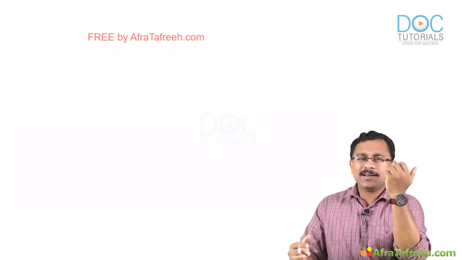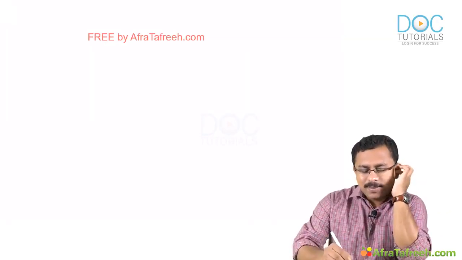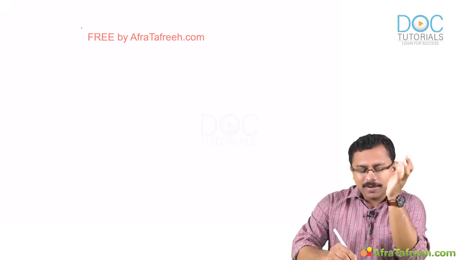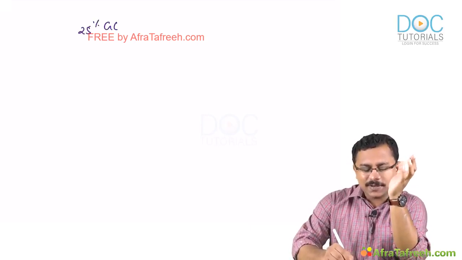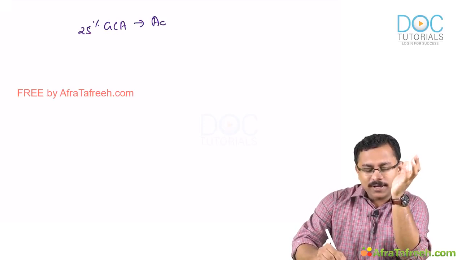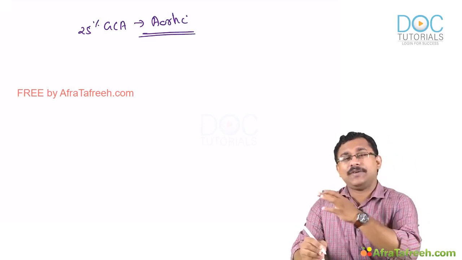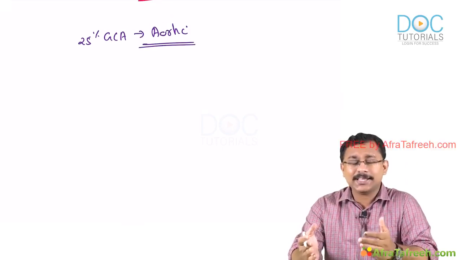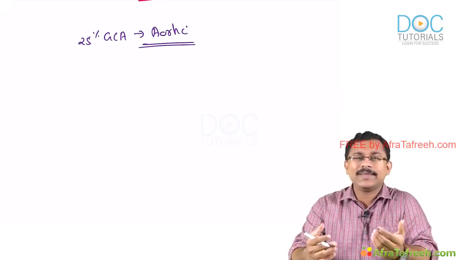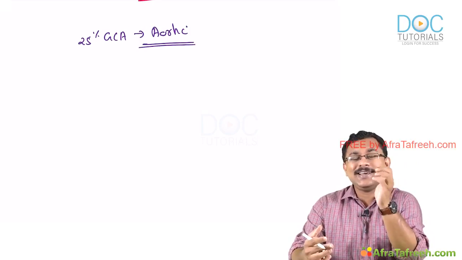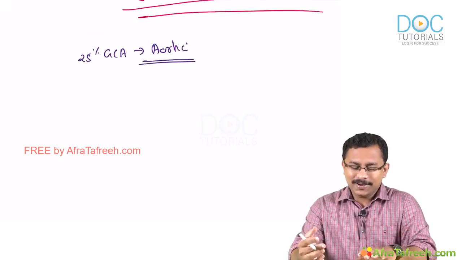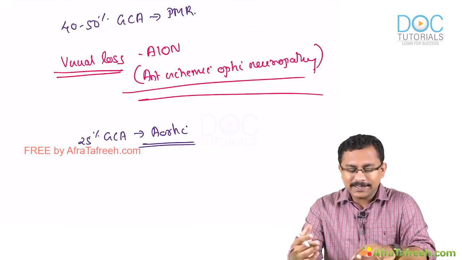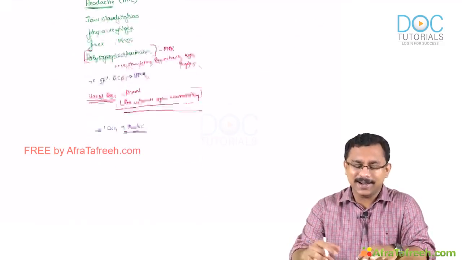I told you large vessel is the aorta and its branches. But per se, a pure aortic involvement is seen in only 25% of GCA. So more often it is the branches of the aorta that are involved, because the other large vessel vasculitis that we are going to learn, Takayasu arteritis, has a better predilection to involve the aorta. So these are the clinical features of giant cell arteritis.